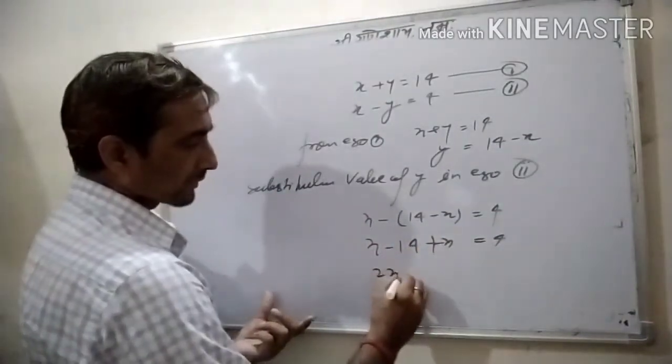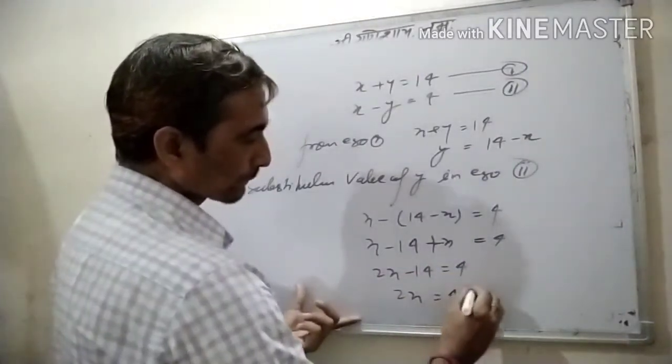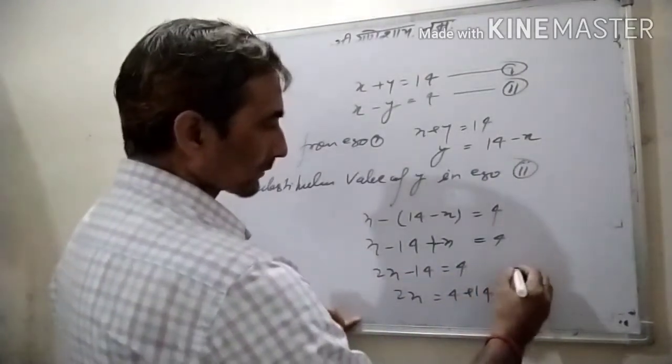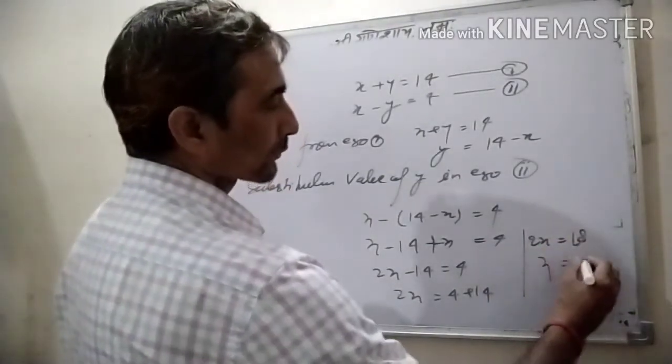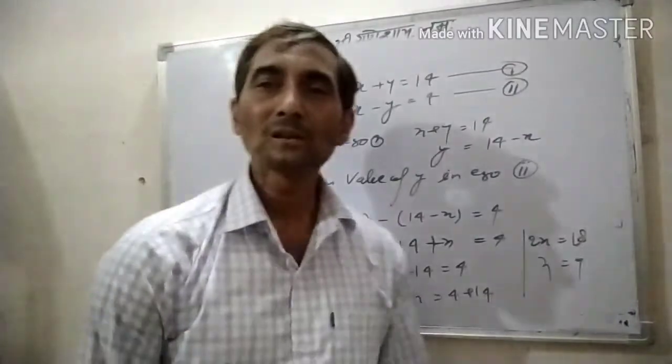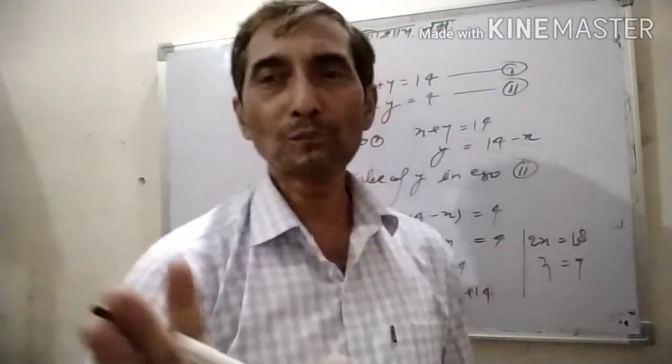x plus x, 2x. 2x is equal to 4 plus 14. Now 2x is equal to 18. Now x is equal to 9. x is equal to 9. First value you obtain.